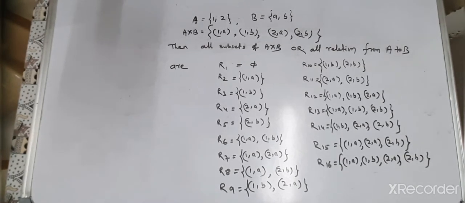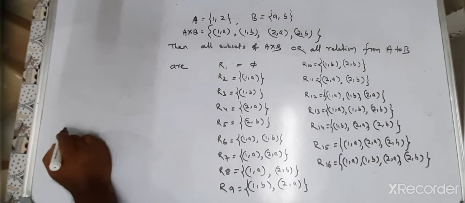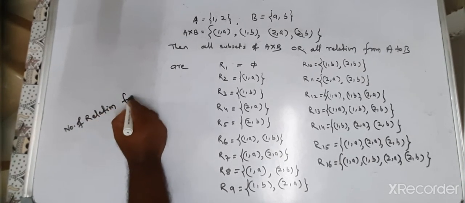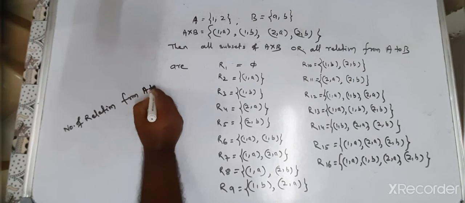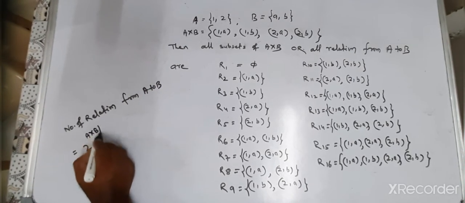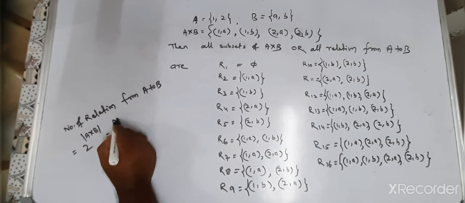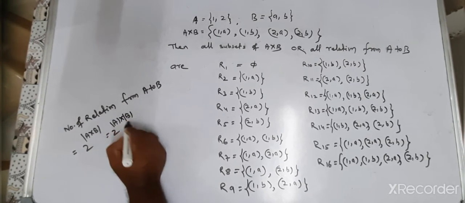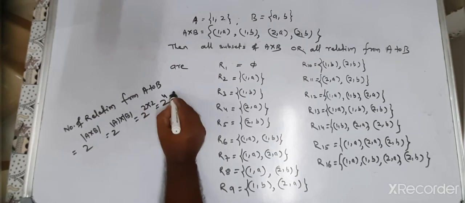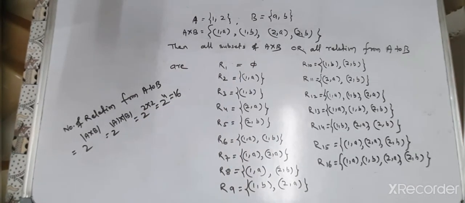So in total we have 16 elements, that is, the number of relations from A to B equals 2 to the power of mod A cross B, that is 2 to the power of mod A times mod B, equal to 2 to the 2 cross 2, equal to 2 to the 4, equal to 16. So we have 16 relations.